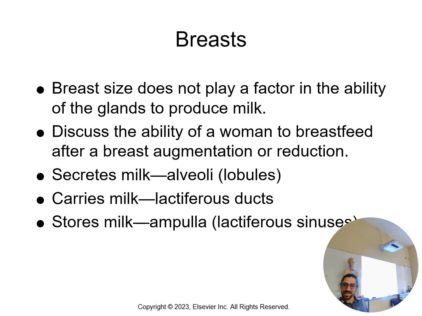Breast size does not play a factor in the ability of the glands to produce milk. Yeah, that is a relevant consideration. Discuss the ability of a woman to breastfeed after augmentation or reduction. That can affect ability. What secretes milk? It's the alveoli. The ducts carry milk, and the ampulla stores milk.